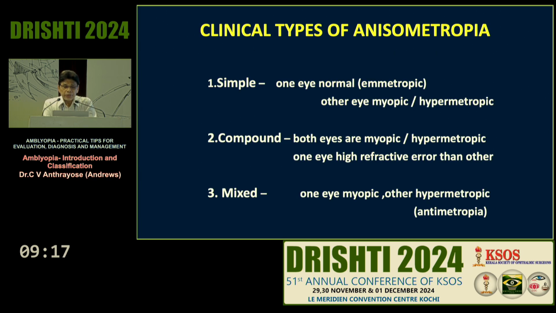So, clinical types of anisometropia: it can be simple, compound or mixed. Simple means one eye normal, the other eye myopic or hypermetropic. Compound means both eyes myopic or hypermetropic, with one eye having a higher refractive error than the other. Mixed means one eye myopic and the other eye hypermetropic. That is also called antimetropia.